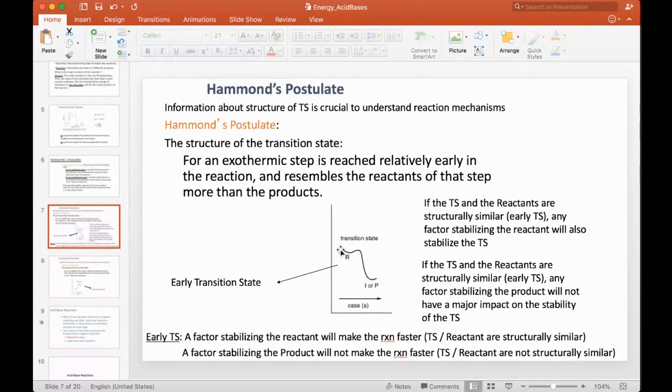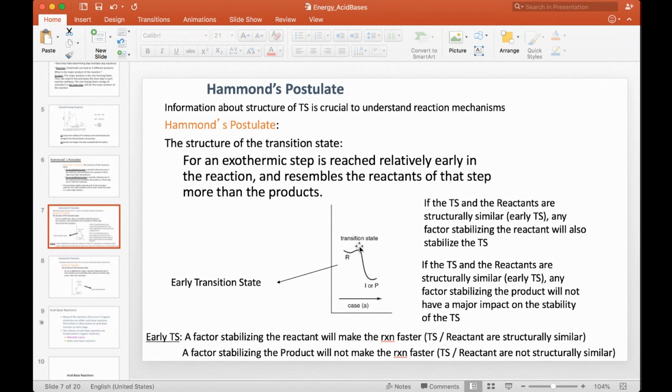Because remember, this is a transformation between reactants and products. So whatever the structure here is going to be converted into a structure here. So at the higher energy point, that structure is closer to the structure of a reactant. And that's an early transition state. Because of that, any factor that stabilizes the transition state, or vice versa, any factor stabilizing the reactant will also stabilize the transition state.